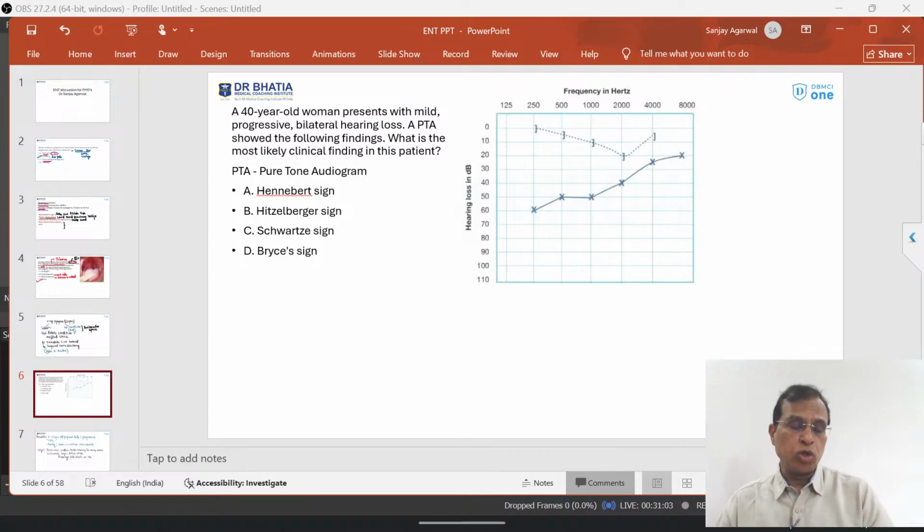So a 40-year-old woman presents with mild progressive bilateral hearing loss. A pure tone audiometry showed the following finding. What is the most likely clinical finding in this patient? Pure tone audiometry is shown. Is it Hennebert sign, Hitselberger sign, Schwartz sign, or Bayer sign? So a lady has hearing loss in both the ears. That's the only history they're telling you. And the audiogram. Now what do you see on the audiogram?